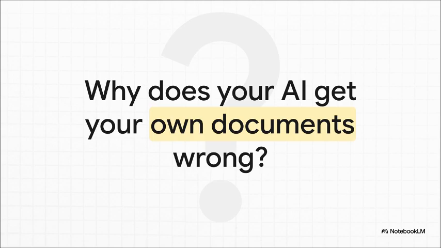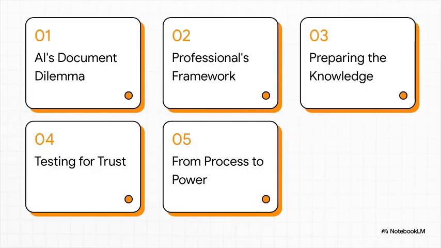So, what's going on here? How can an AI that can write a sonnet about the history of the universe get totally confused by your 20-page report? So in this explainer, we're going to break it all down, step by step. First, we'll really define the problem, what we're calling AI's document dilemma. Then we'll introduce the solution, the professional's framework, which comes straight from Mr. Muir's book. We're going to spend most of our time on the two most important phases, preparing the knowledge and testing for trust. And then finally, we'll see how this whole system transforms your AI from a fun little toy into an incredibly powerful professional tool.